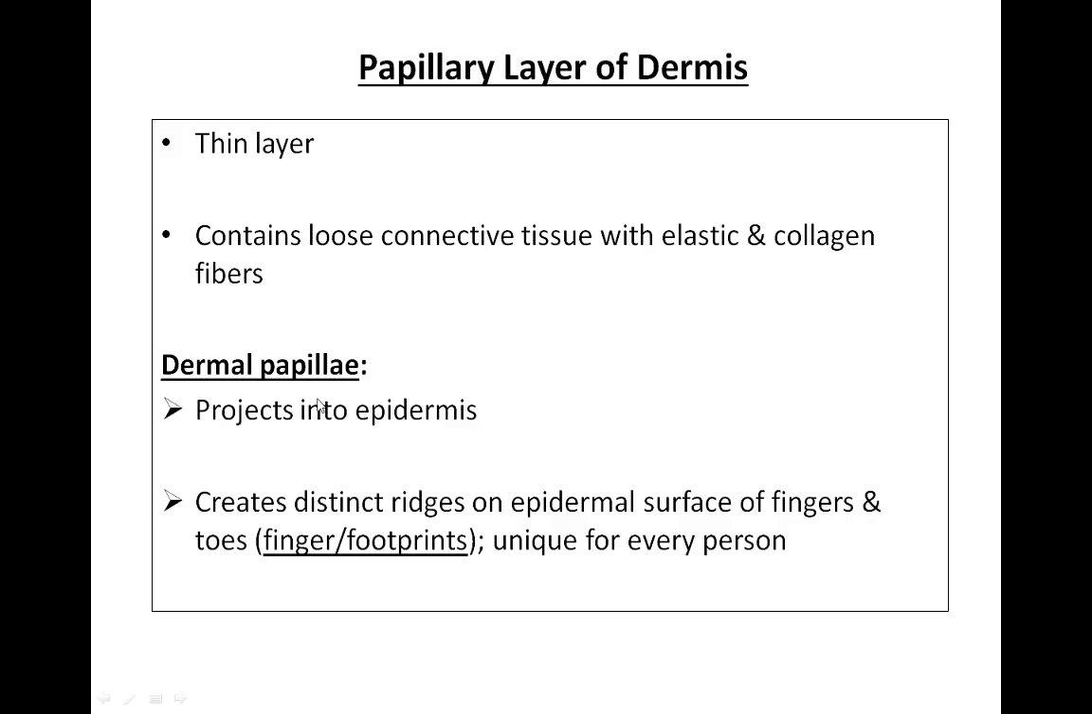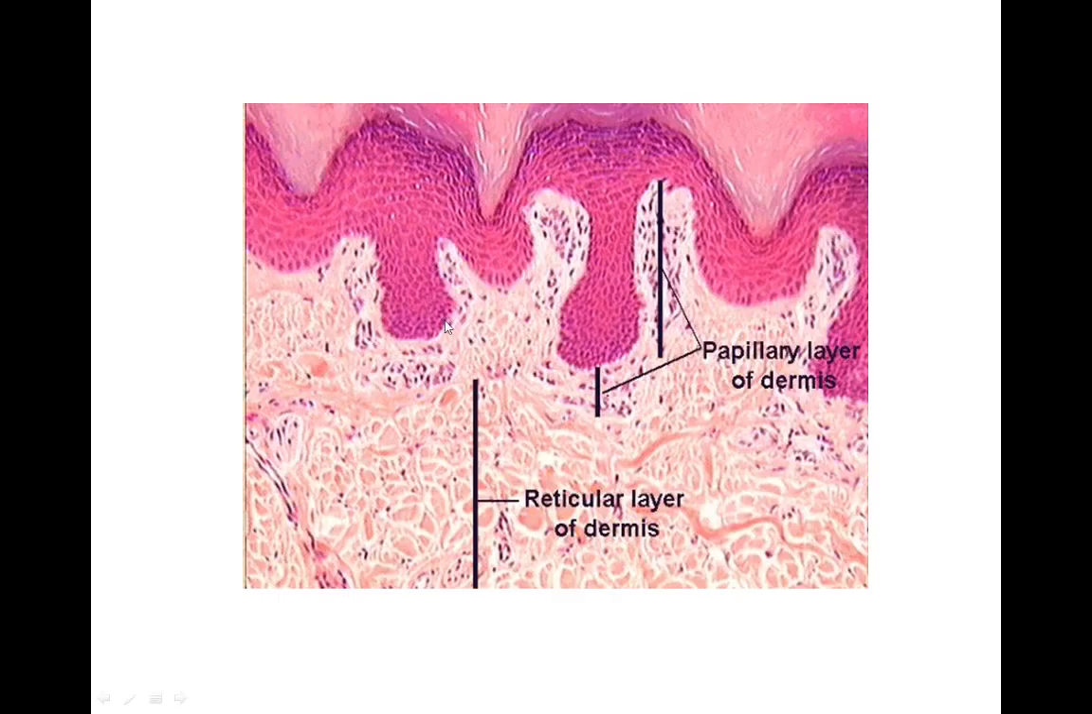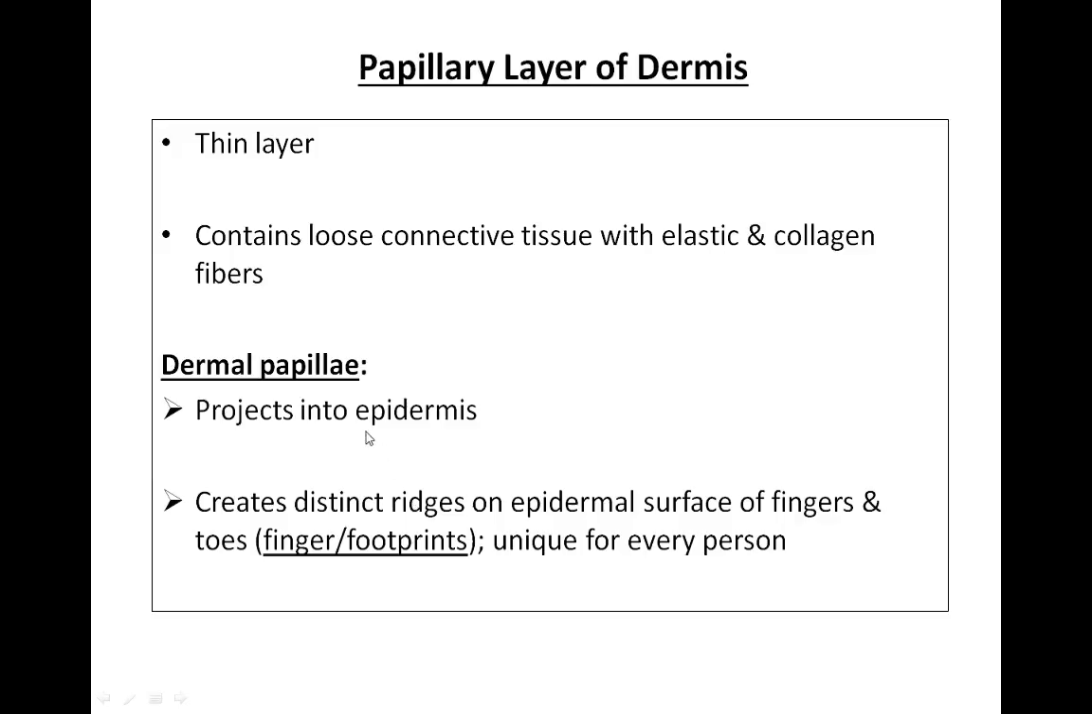Then dermal papillae. What is called dermal papillae? These are the dermis. This dermis gets elevated and invades into the epidermis, so these are called dermal papillae. It is the projection of the dermis into the epidermis, and it creates a distinct ridge on the epidermal surface of the fingers and the toes. That is your fingerprints. These fingerprints and footprints are produced due to your dermal papillae.